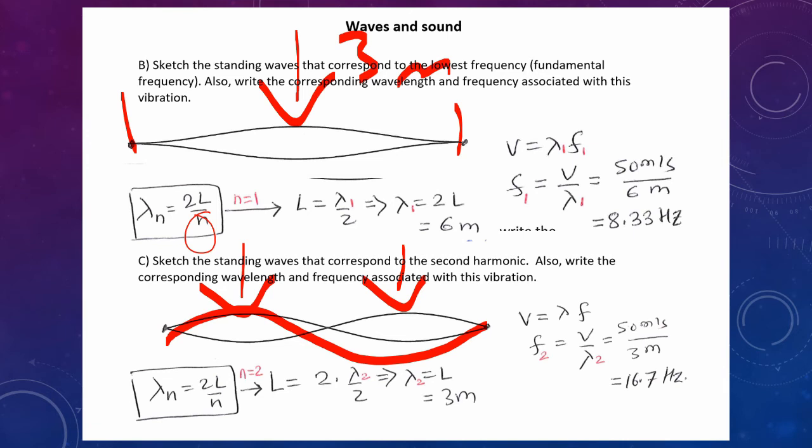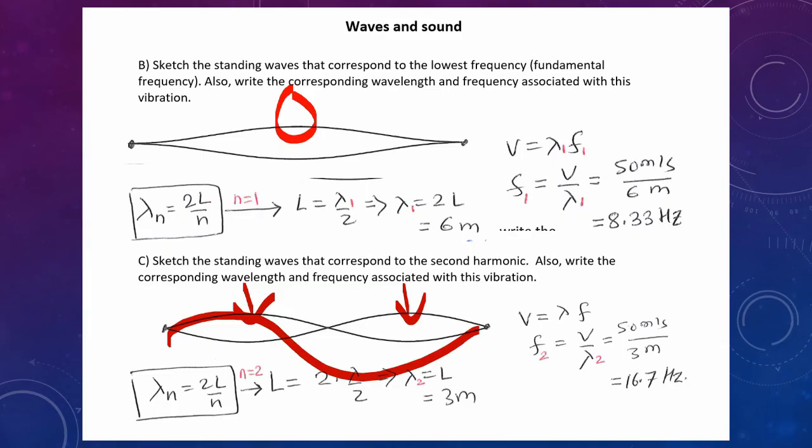If we then use velocity equals lambda times frequency, we find that the frequency ends up being 16.7, which is twice the frequency of the previous part. And that's where the harmonics come in. The second harmonic has twice the frequency as the first harmonic. And the third harmonic would have 3 times the frequency, and so on. So if you know the frequency of the first harmonic, you can find the frequency of any other harmonic without really going through this math.